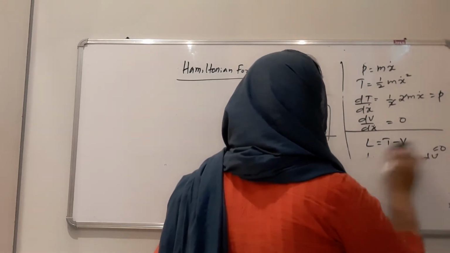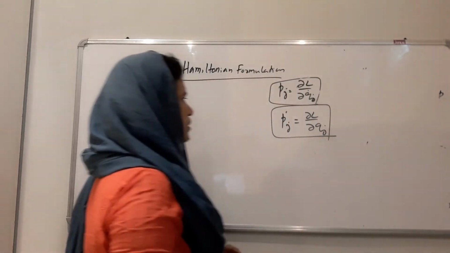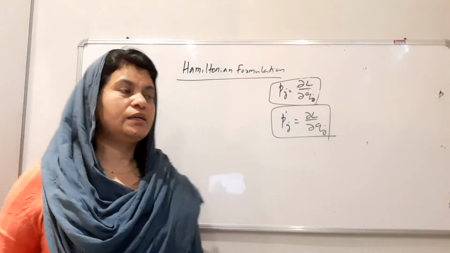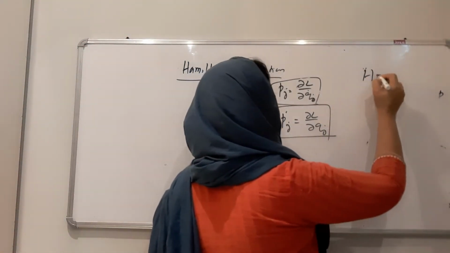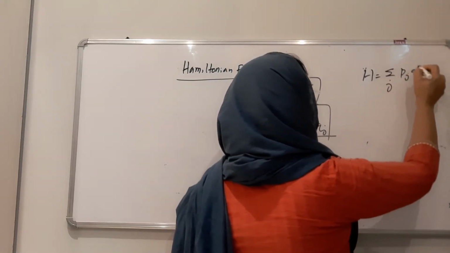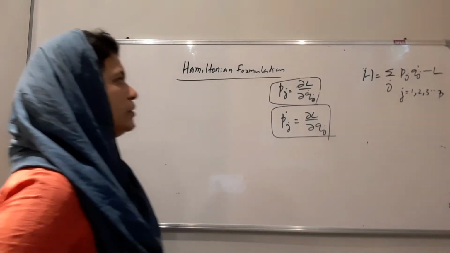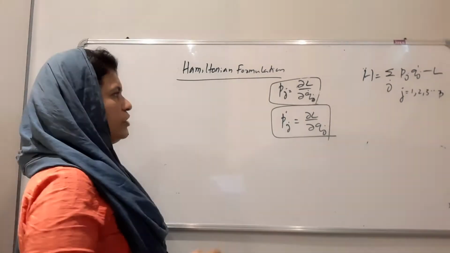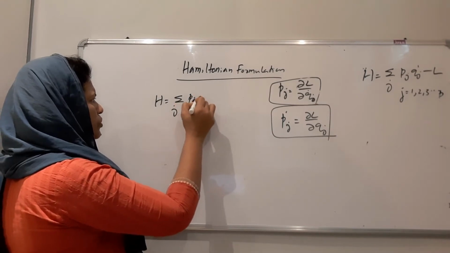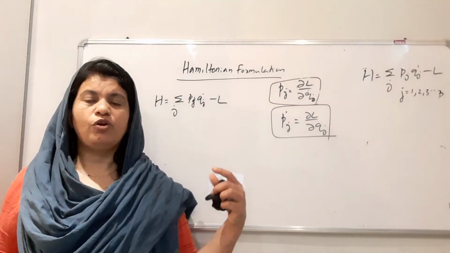Now we are going to derive the Hamiltonian equations. We know the relation connecting the Hamiltonian and the Lagrangian: H is equal to sigma over j of pj qj dot minus L, where j is equal to 1, 2, 3, and so on. Now, differentiate this equation on both sides.